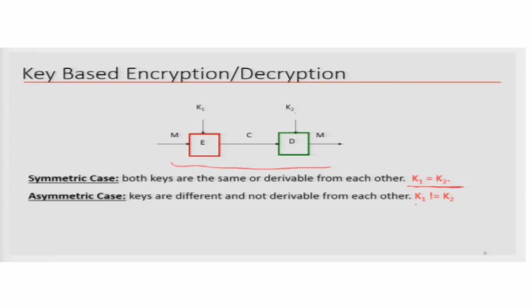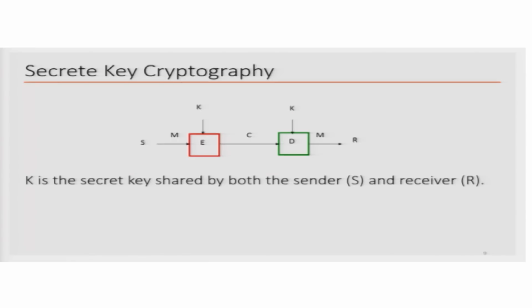And in case the two keys are separate and not derivable from each other, then we say that it is an asymmetric algorithm, and we will see that both of them have their own importance in the whole literature and practice of cryptography, and we will talk about that. This is also called secret key cryptography. Secret key cryptography means that the key has to be known and kept completely secret from outsiders.